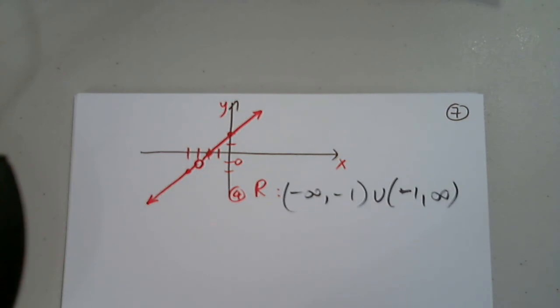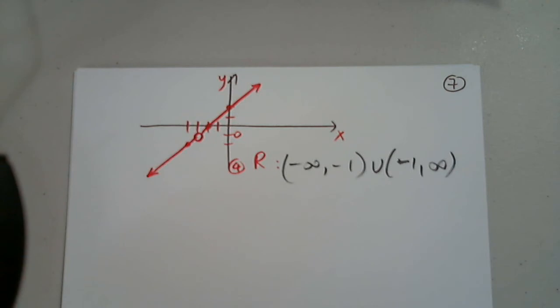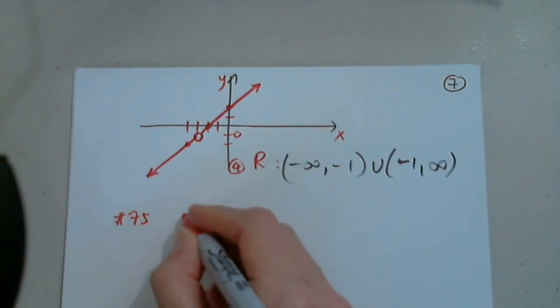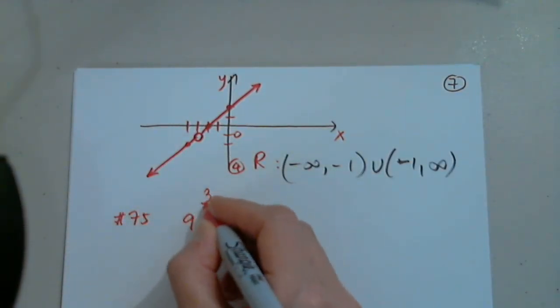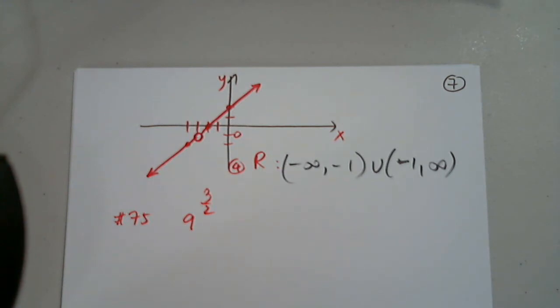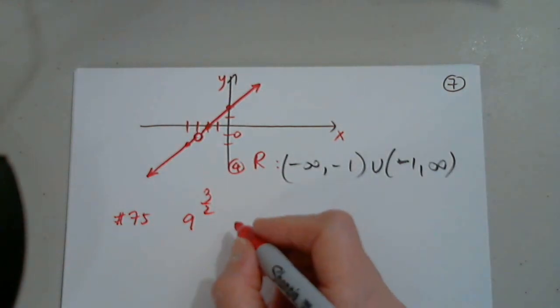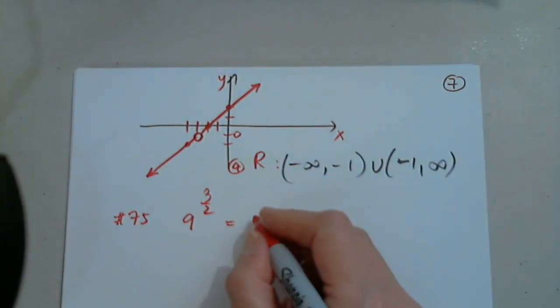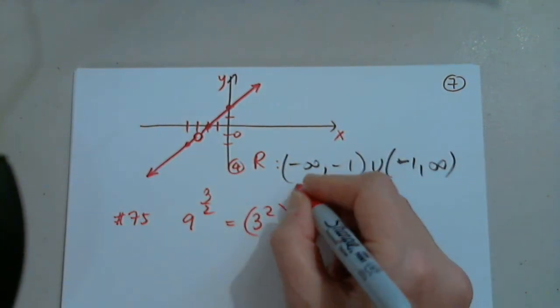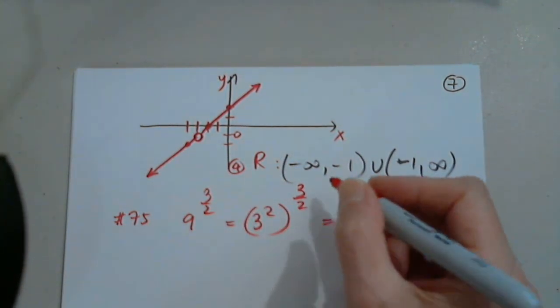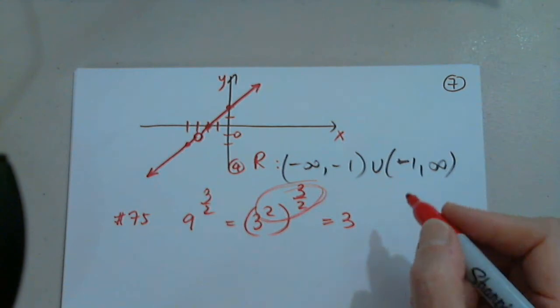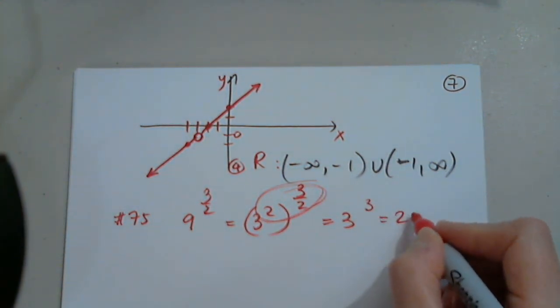Could we do 75? Simplify. In 75, we have 9 to the 3/2. So here we changed 9 into 3 squared. We copy the base, multiply the exponents, and we get 3 cubed, and this is 27.